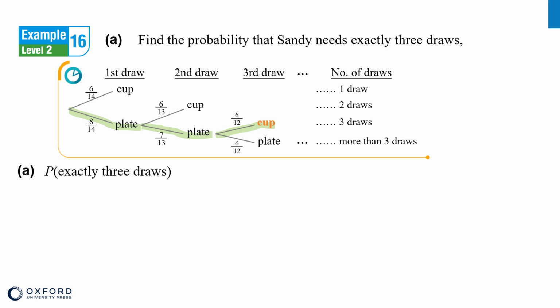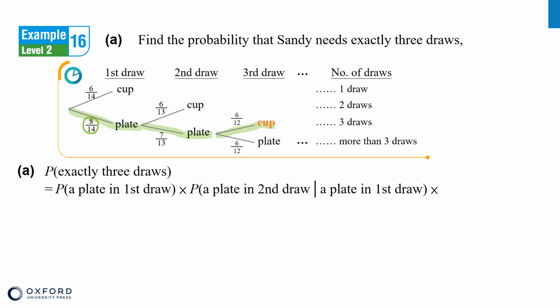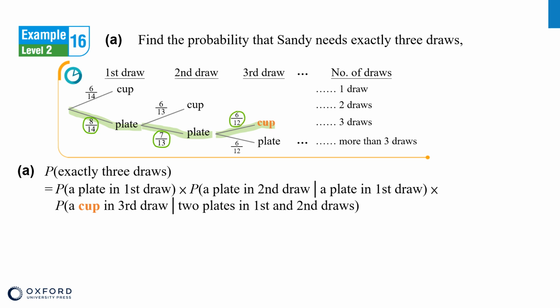In more detail, we are finding the product of the probability of getting a plate in the first draw, the probability of getting a plate in the second draw, given that a plate is got in the first draw, and the probability of getting a cup in the third draw, given that 2 plates are got in the first and second draws. That is 8 over 14 times 7 over 13 times 6 over 12. And the result is 2 over 13.